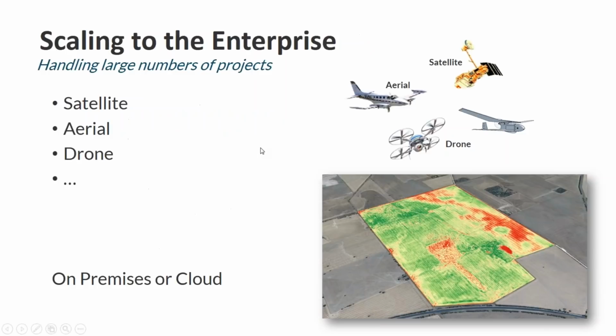Thank you, Cody. So as Cody was mentioning, what you really want to be doing is, if you have large numbers of images and projects, use ArcGIS Pro to manage those. And that's really a key capability of ArcGIS, scaling to the enterprise and being able to handle very large numbers of projects. These projects can be from satellite imagery, aerial imagery, drone imagery, but also other types of rasters that you may have. And these implementations can be done either on-premise or in the cloud.